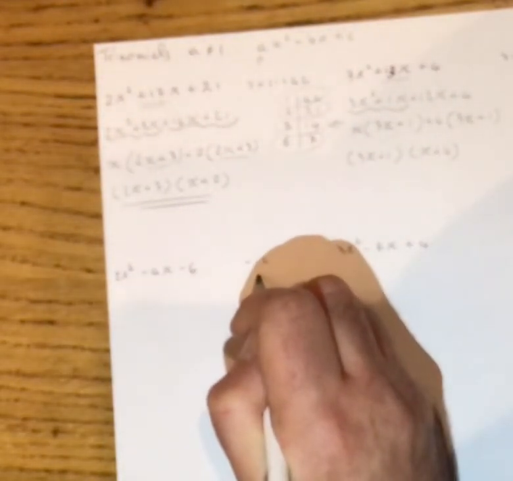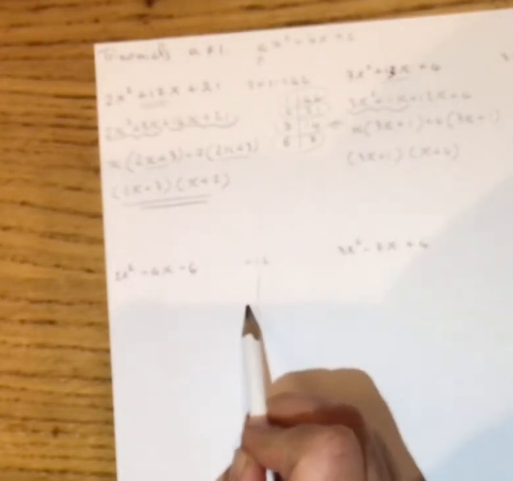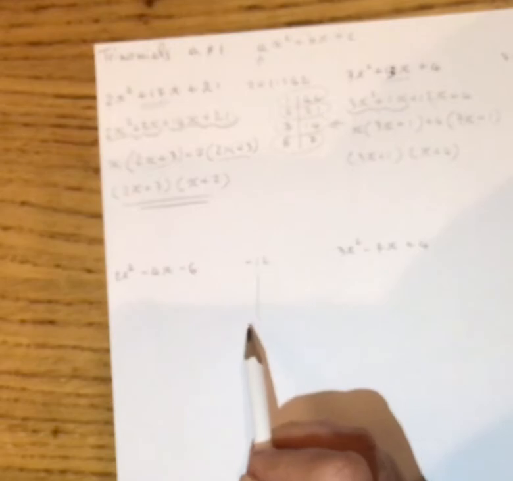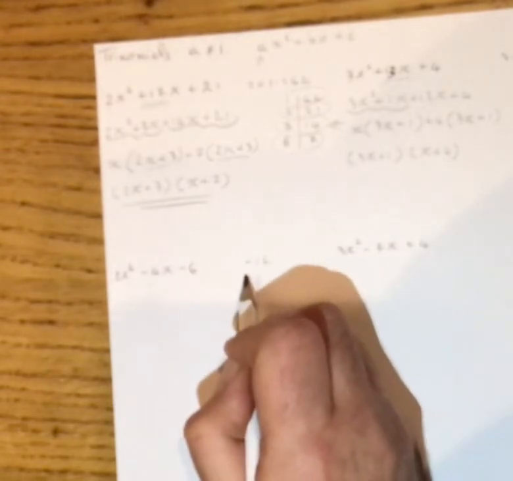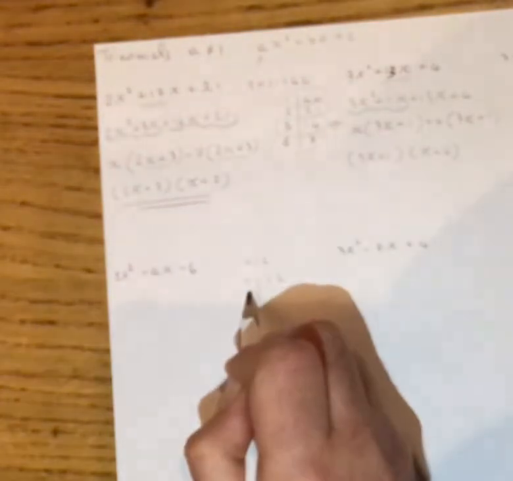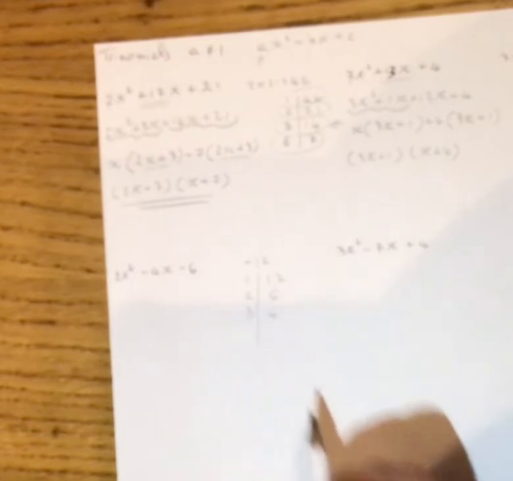And the answer is minus 12. Now, the product is negative, so the two factors have to be one positive, one negative. So now what are the factors of 12? 1 and 12, 2 and 6, and 3 and 4.